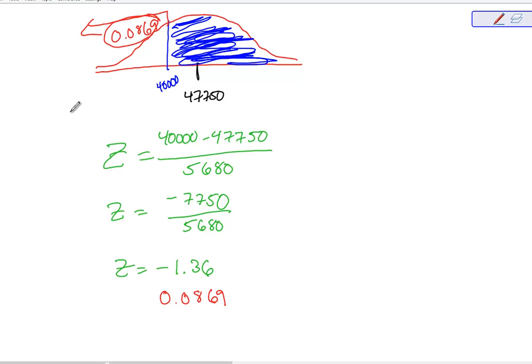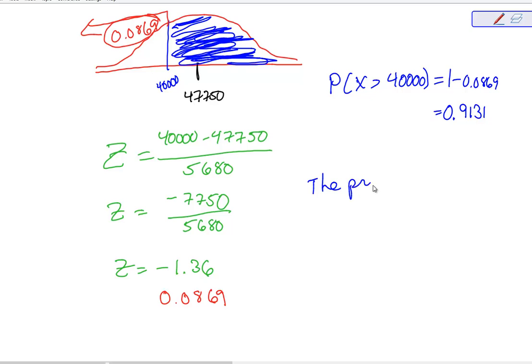I want more than. So the probability that x is greater than 40,000 is actually equal to 1 minus 0.0869. When I do that subtraction, it is 0.9131. Remember, if I want more than, greater than, to the right, anything like that, I have to do the 1 minus.